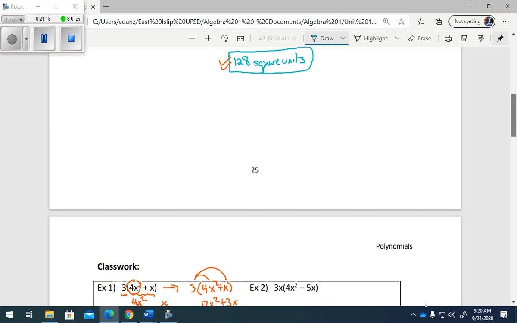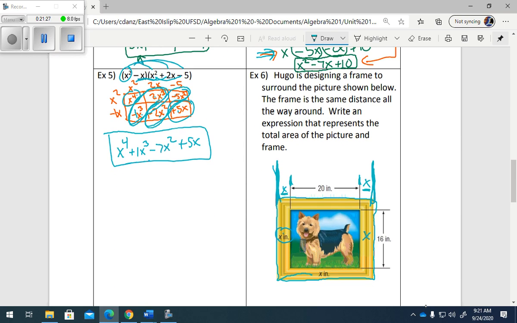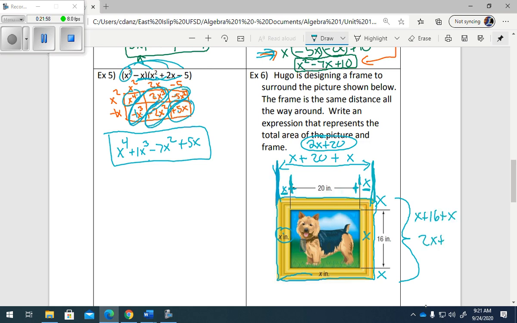So if we remember back to our do now, we put a plus sign in here to say 30 plus 2. So let's go down and put a plus sign right here and a plus sign right here. So this whole length is x plus 20 plus x. Don't you agree? I could simplify that to be 2x plus 20. The whole length of that side is a 2x plus 20. Therefore, the whole length of this side is x plus 16 plus x, which is a 2x plus 16.